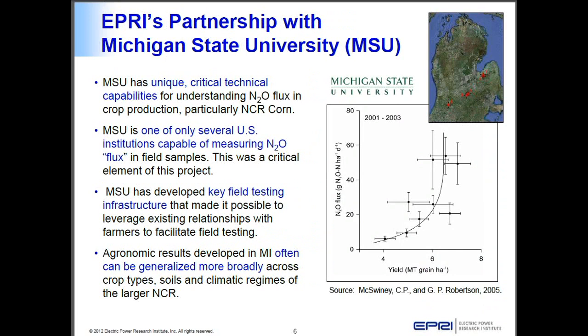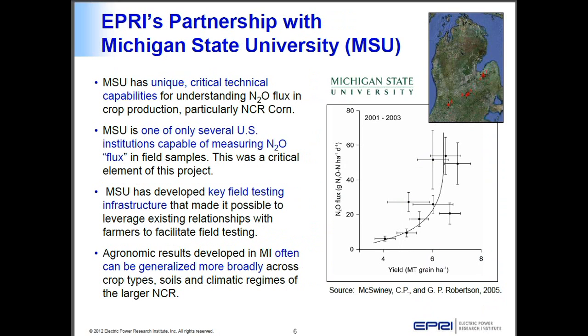So why did we partner with MSU? There are many reasons for this. One of the most important is the picture on the right. Phil Robertson and Claire McSwiney had published a scientific piece in the literature in 2005 that I took notice of, that showed this very interesting graphic of the yield of corn being essentially a hyperbolic function when graphed, and nitrous oxide emissions being a hyperbolic function of the yield of corn. And one of the interesting implications of this graphic is that you could reduce the use of nitrogen just a small amount and reduce the yield infinitesimally, basically, and change dramatically the amount of nitrous oxide emissions.